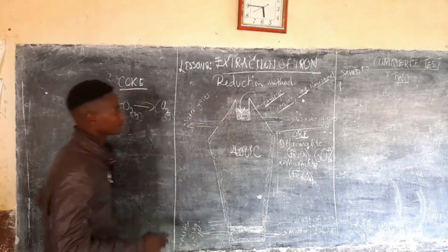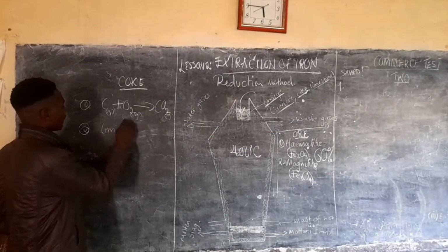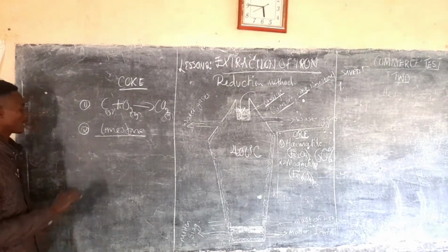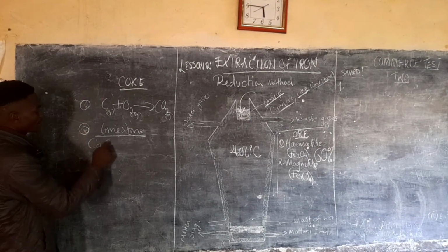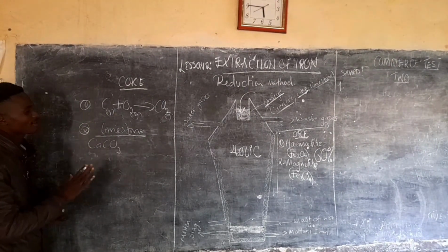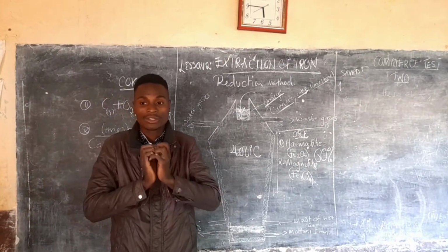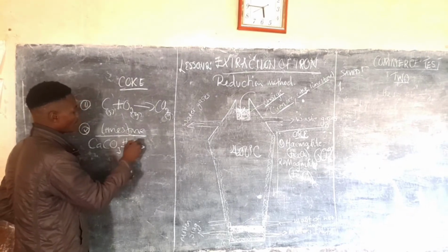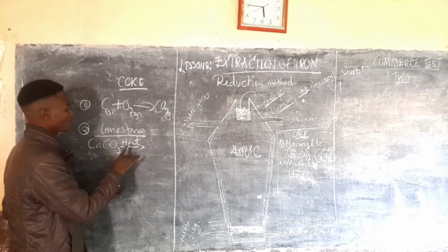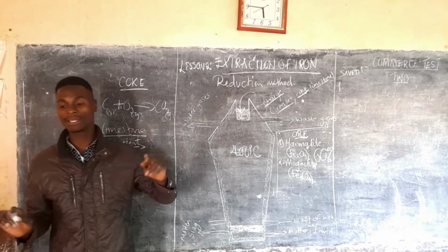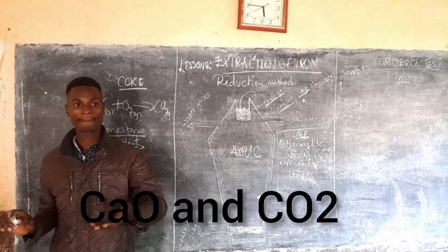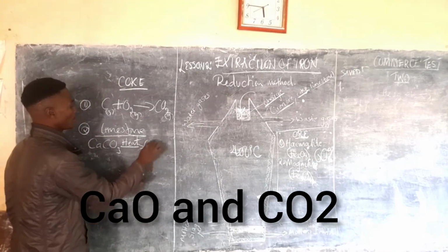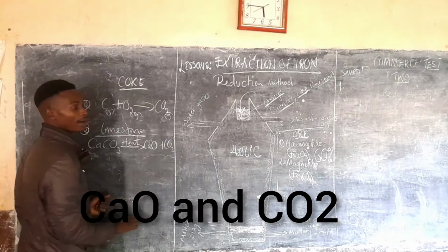Let's go to limestone. Limestone is calcium carbonate. This calcium carbonate doesn't react with anything, but it just thermally decomposes. It decomposes using heat. It decomposes into two products, namely calcium oxide, which is CaO, and carbon dioxide.